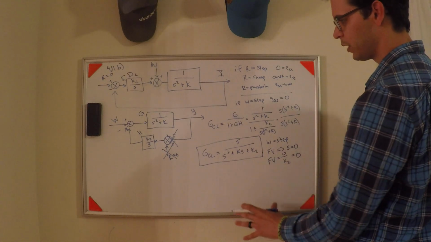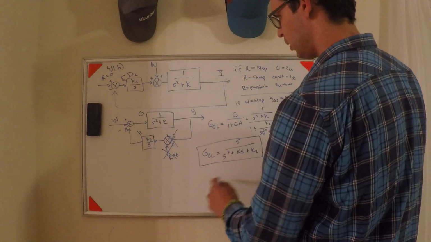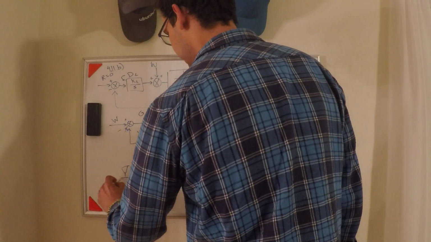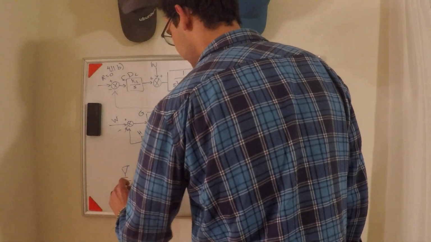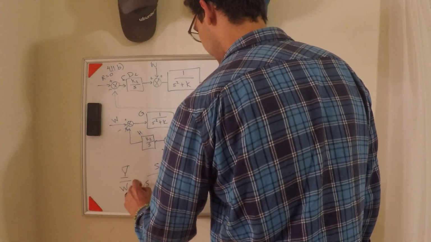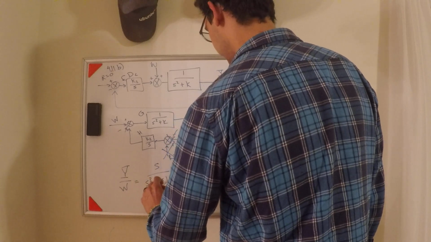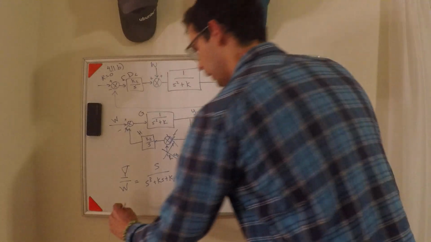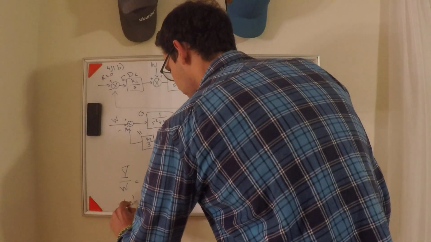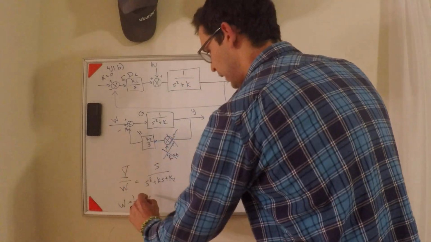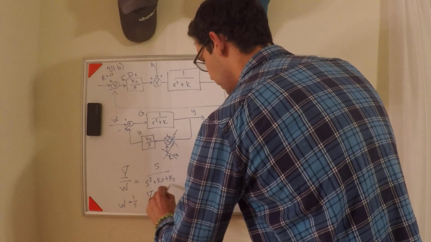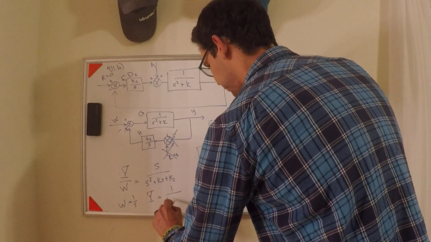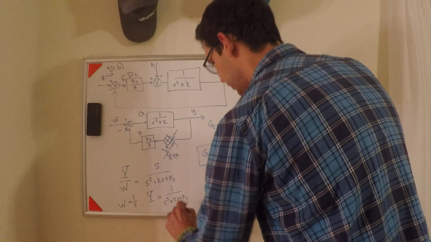Okay. Another way you can look at it is you can see that G closed loop is Y over W, right? That is S over S cubed plus KS plus K2, right? If W is a step, right, W is going to be 1 over S. Well, if you factor that in, Y is going to be 1 over S cubed plus KS plus K2, right?